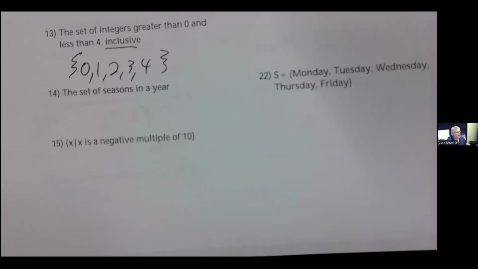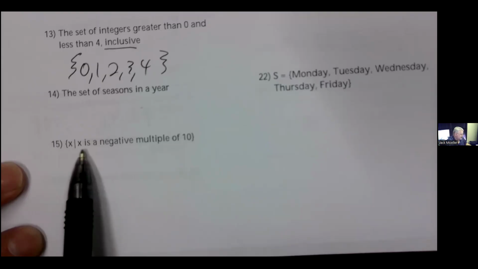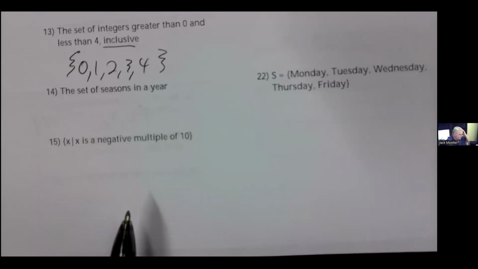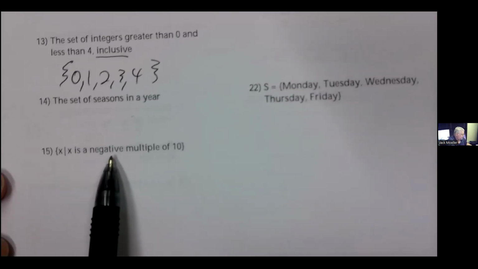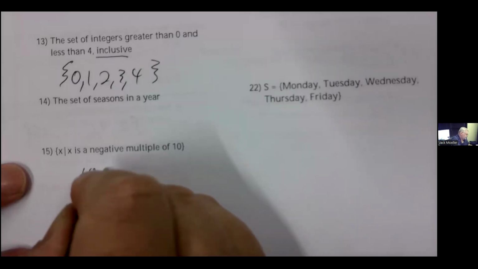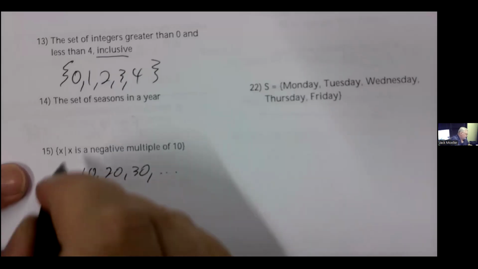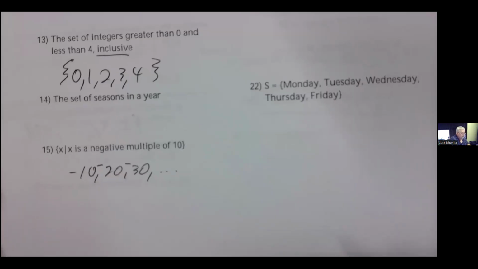Okay, what about 15? How do we read this? It's the set X such that X is a negative multiple of 10. Sometimes when you're doing set builder notation, when that rule is stated, you just got to figure out what you're talking about. So negative multiple of 10. Well, what are my positive multiples of 10? 10, 20, 30, and so on. But now we want them negative. So negative 10, negative 20, negative 30, and so on.